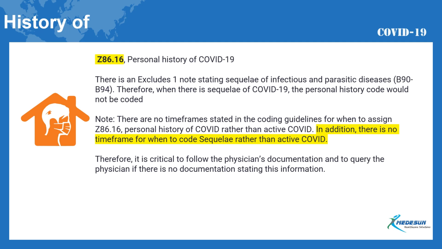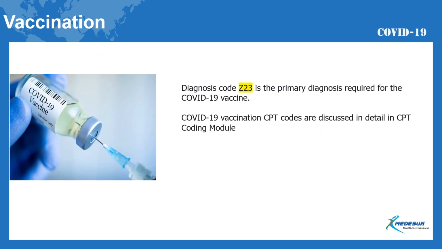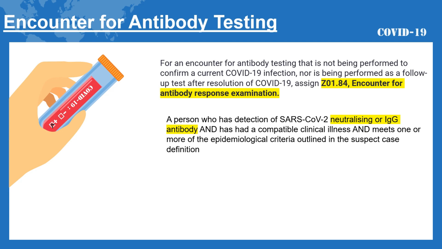For personal history of COVID, you have to code Z86.16. And the diagnosis code for the vaccination is Z23. So any patient coming for the vaccination for COVID-19, assign the code Z23. Z23 is the code for the COVID-19 vaccination. And Z01.84 is the code for the antibody testing, an encounter for antibody response examination.